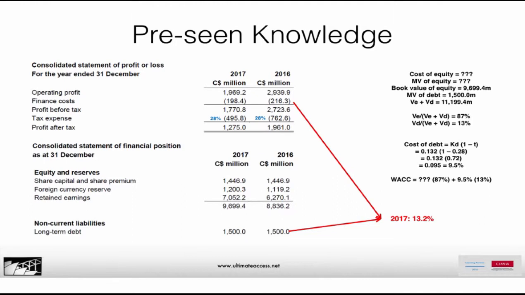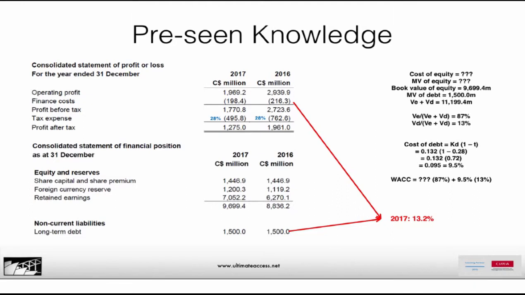So I tried to work it out based on the book value of equity and using the value of debt, as well as some of the information on the finance cost and the tax expense on the statement of profit or loss. In the end, I could figure out that 87% was the value of equity and 13% was the value of debt. I also worked out that the cost of debt was about 9.5%. Unfortunately, I'm a little short in the end because I did not get the cost of equity figure.